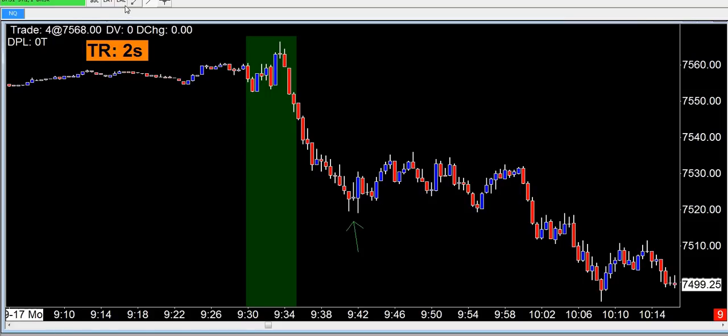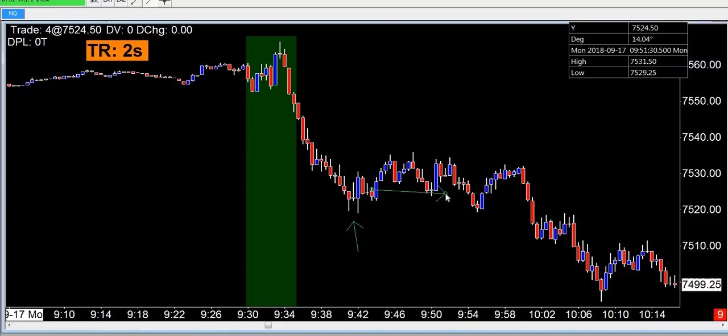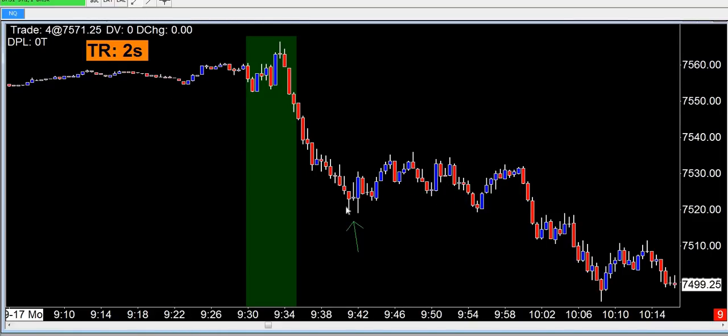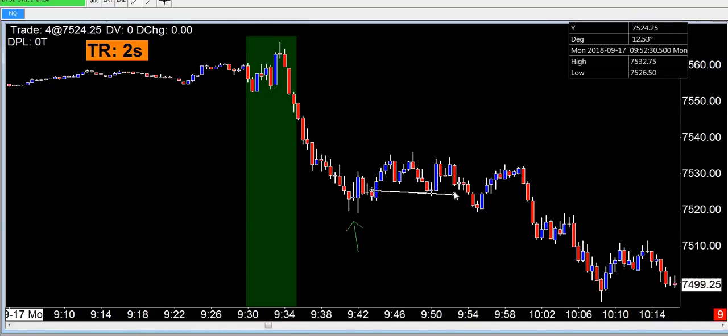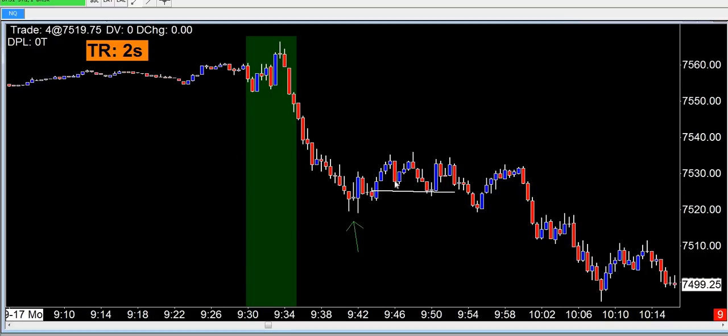And this also would be an area where I'd be thinking to get in right over here. Now let me use the line instead. But we get this. So it makes a higher high and a higher low, and then it just pierces it and takes out the low. So you got a 2B break into the original trend.